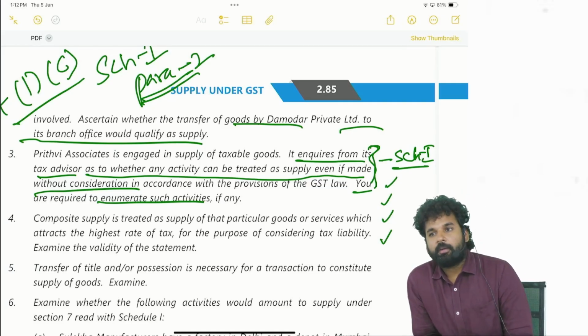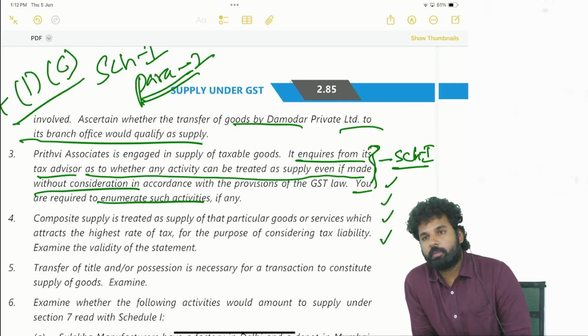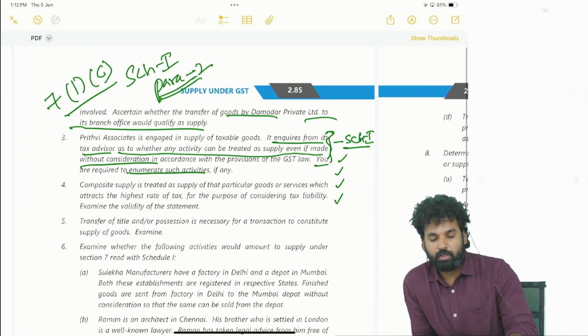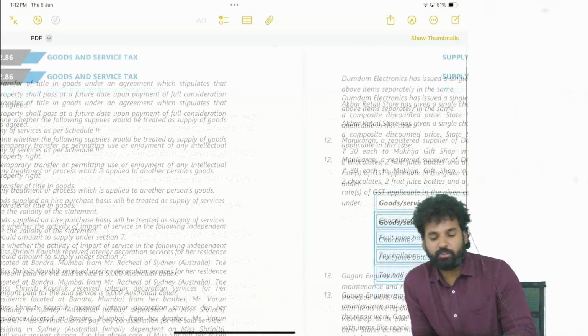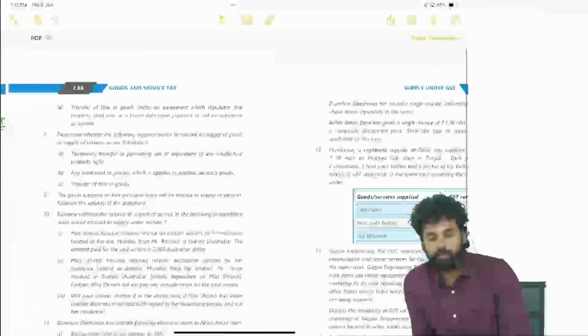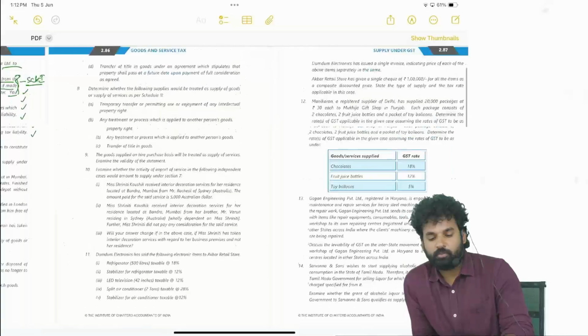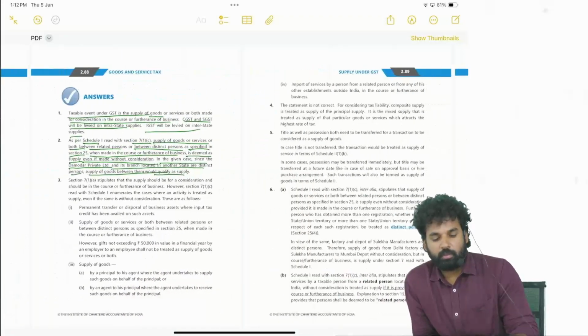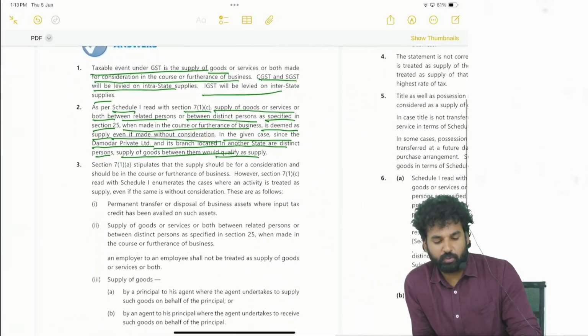Next, transfer of goods from principal to agent, agent to principal. Okay, next, fourth one. Importation of services for consideration or without consideration during the course or furtherance of business from a related person or from own establishment outside India. Okay, just read what exactly is there in the clauses in the paras. We know all the paras, but we should be knowing the presentation. We should be knowing the language.